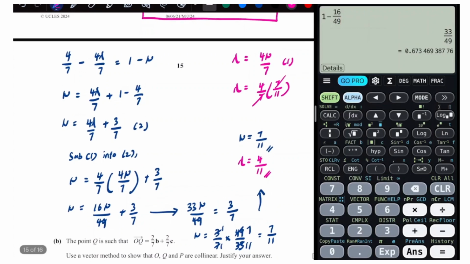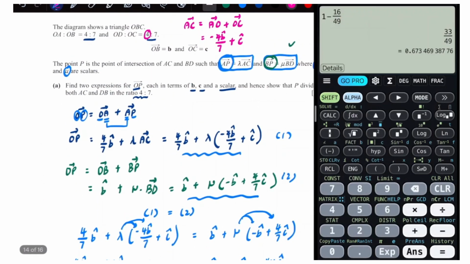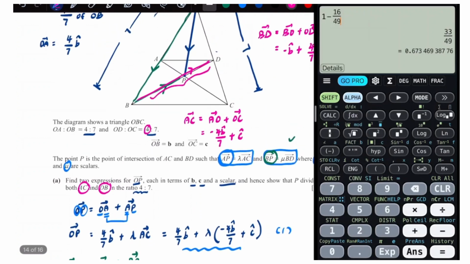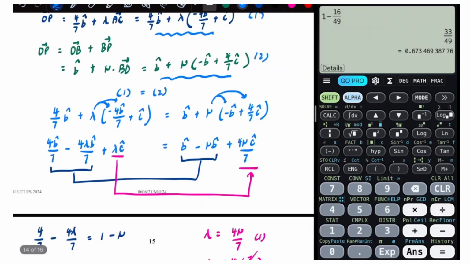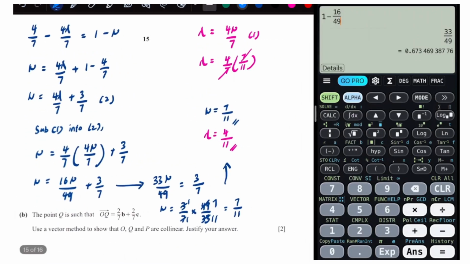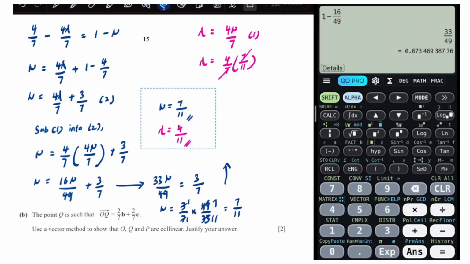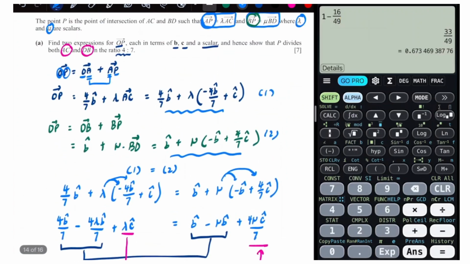So are we done yet? Of course not, because we still have one final mission where we have to show both AC and DB are in the ratio of 4 to 7. So we have to rearrange these equations given to us. Since we already have mu and lambda, that's going to be a lot easier for us to work with. So let me just replace this here. Lastly, we have to find the ratio and prove that they are 4 to 7.